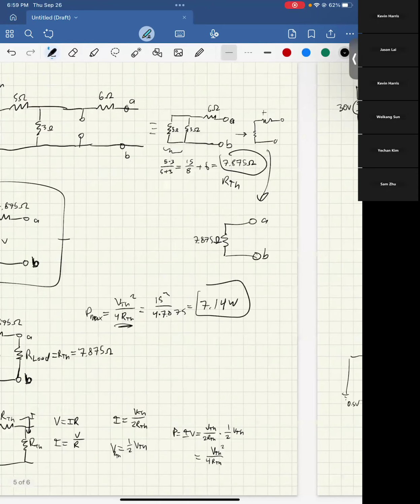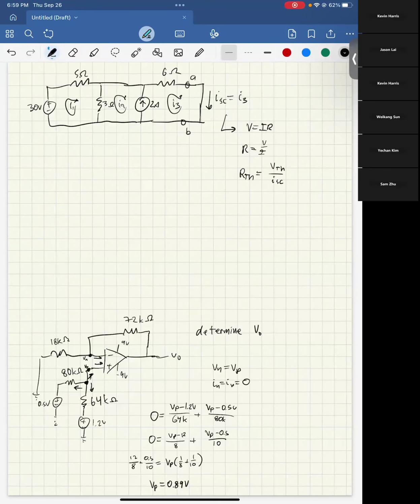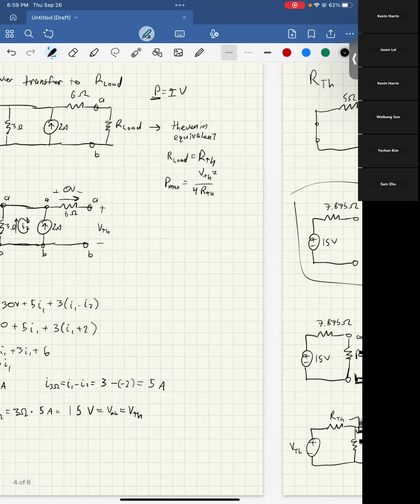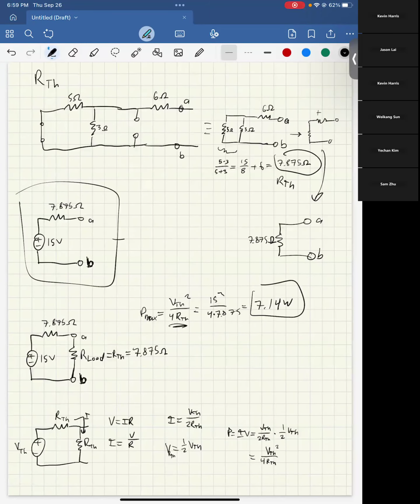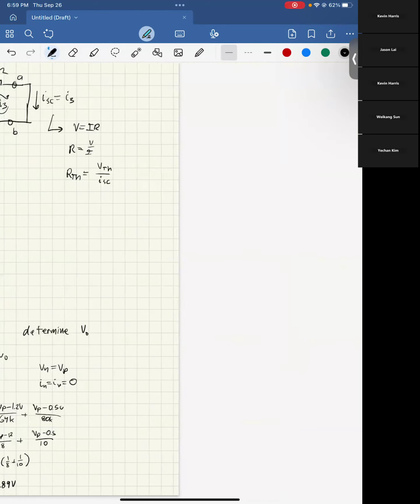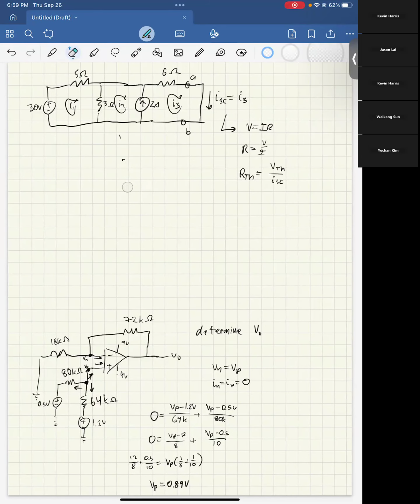Here, after you do all this math, you're going to end up getting whatever 15 divided by 7.875 is. If I have time, I'll show that as an example, but for now, I'll just leave you with that.